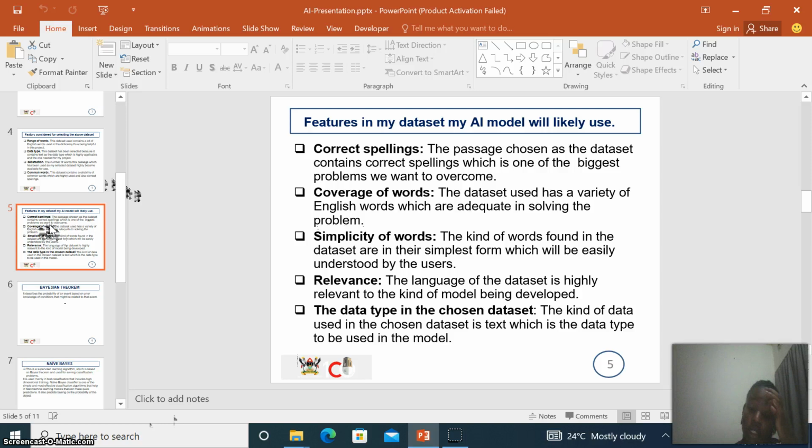Then also simplicity of words. The kind of words found in the dataset are in their simplest form, which will be easily understood by the users who may be in need of them. Then also relevance. This dataset, it has the language which is highly relevant to this kind of model being developed, since I'm mainly using English. Then the data type in this chosen dataset, it's mainly string, and for string, that is text, it's the dataset I chose to use for my model.